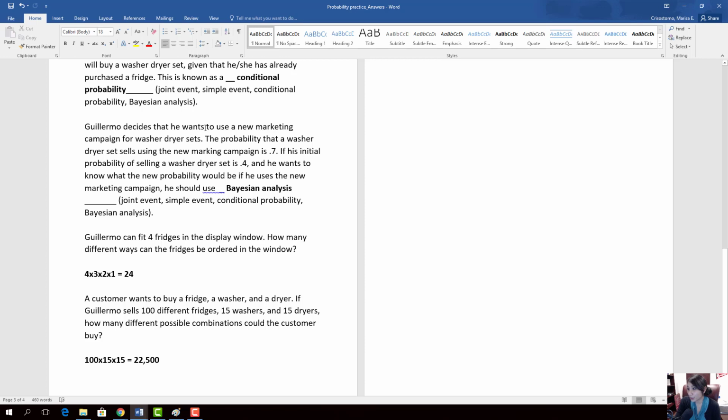Guillermo decides that he wants to use a new marketing campaign for washer dryer sets. The probability that a washer dryer set sells using the new marketing campaign is 0.7. If his initial probability of selling a washer dryer set is 0.4, and he wants to know what the probability would be if he uses the new marketing campaign, he should use Bayesian analysis. So Bayesian analysis has to do with the updating of probabilities. For the purposes of this class, we are not going to go through the equation and how to calculate it, but you should know that Bayesian analysis has to do with updating probabilities.